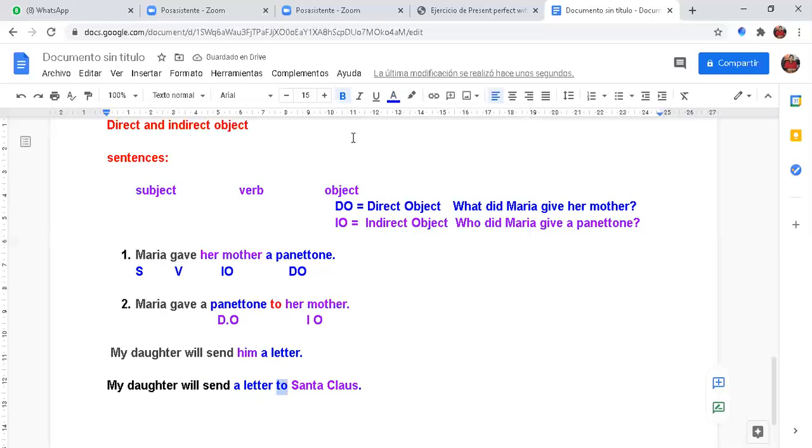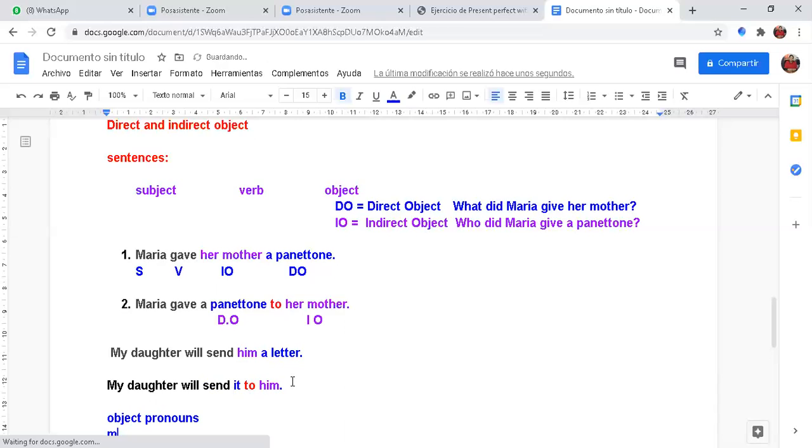Here it is introduced by a prepositional phrase. My daughter will send a letter to him. In place of this, I can use him. We can replace both of them. Like we can say, my daughter will send it to him. Do you notice? I can use object pronouns. Do you remember the object pronouns?